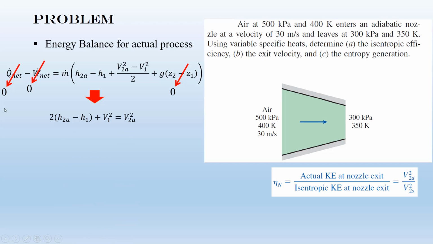And then based on this correlation, we can find the equation for the actual velocity, correct? So to calculate the exit velocity for actual nozzles, you need the inlet velocity, which is available. You need the enthalpy at the inlet; you have the temperature, so you can find it. And then you need to find the enthalpy at the exit. So you have the temperature, correct? This is the temperature for the actual nozzle. So you can find the H2A.